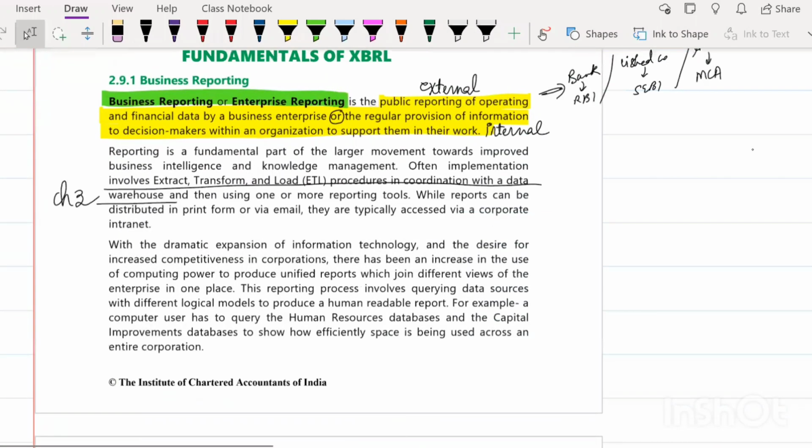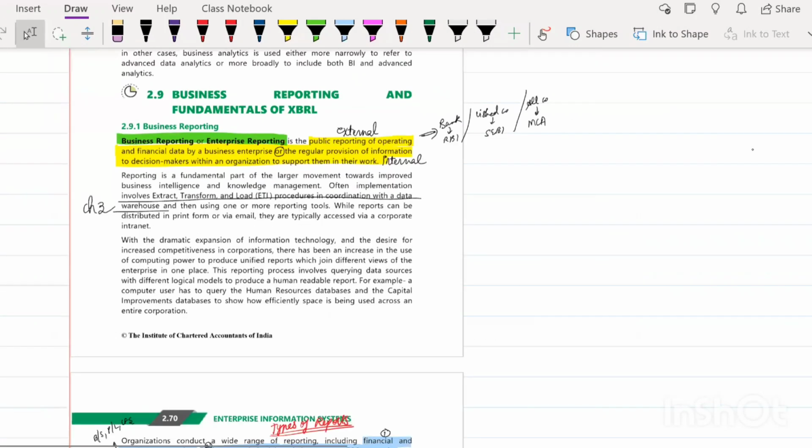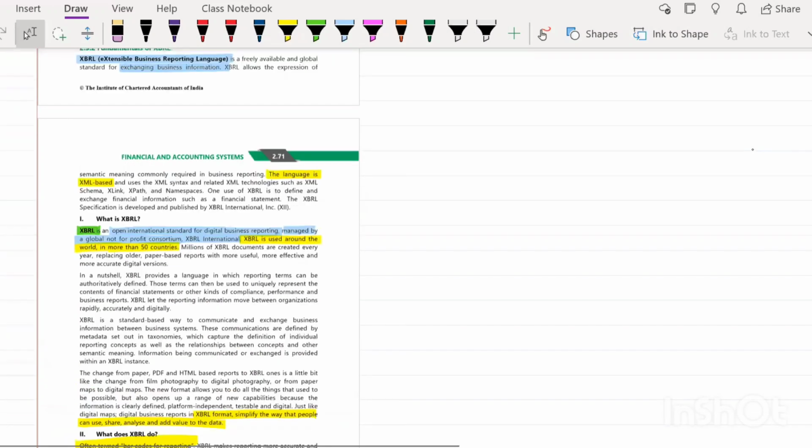Okay. So I hope until this everything is clear. Now we are going to move on to the final topic which we have. And just give me a minute.